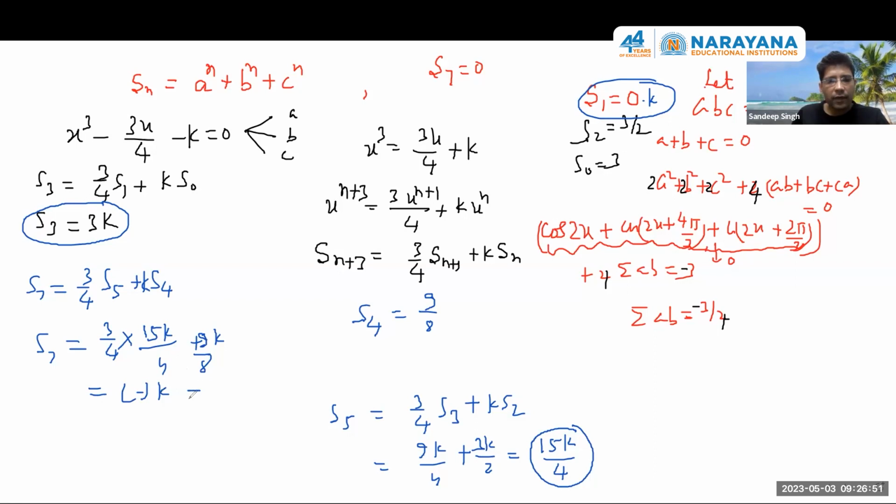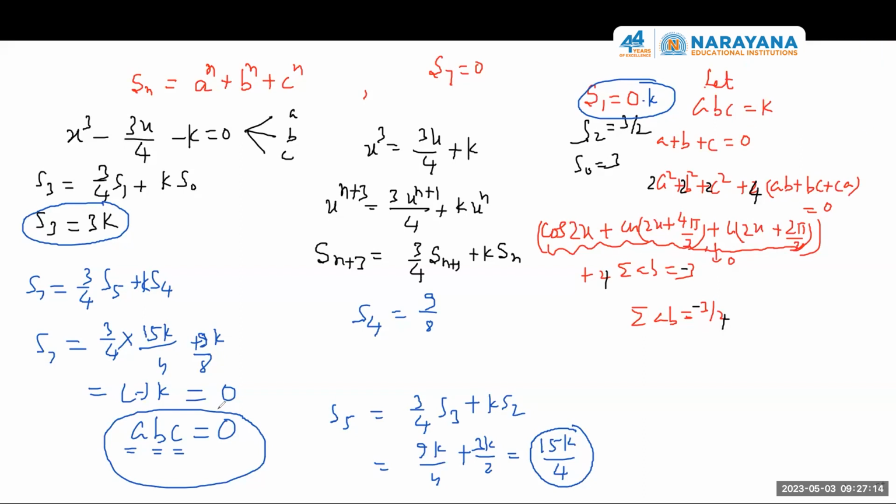And hence S7 equal to 0 implies that ABC is equal to 0, which we have already obtained in the previous approach also: the sum of these odd powers will be 0 only if A is 0, or B is 0, or C is 0. Is that clear? Yes, sir.